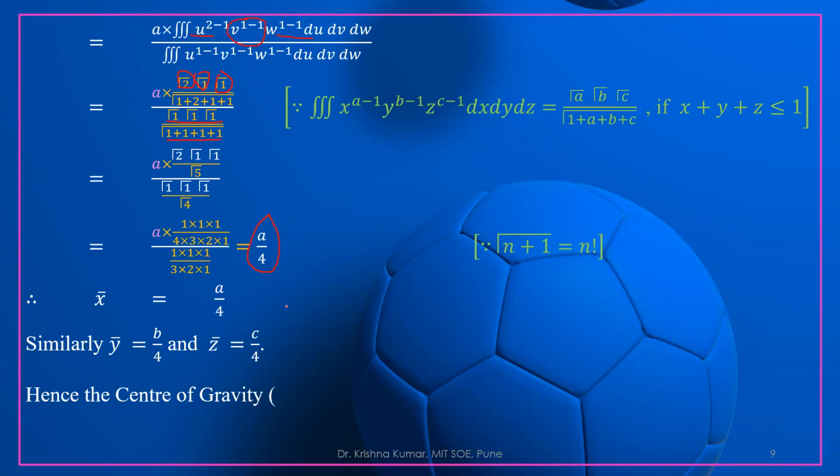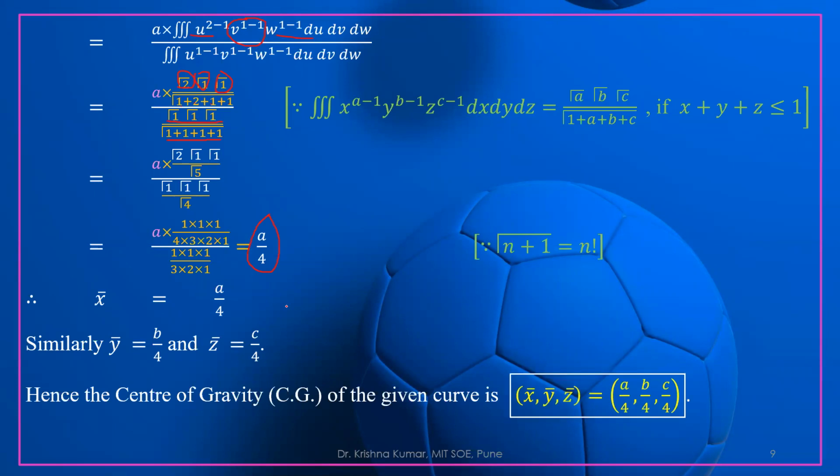Hence the center of gravity of the given curve, x bar, y bar, z bar, is equal to a by 4, b by 4, and c by 4. So in this manner, one question will compulsorily come from center of gravity, and this is very important. Most of the time, 99.99% of questions will come from double integration, not from single integration and not from triple integration.